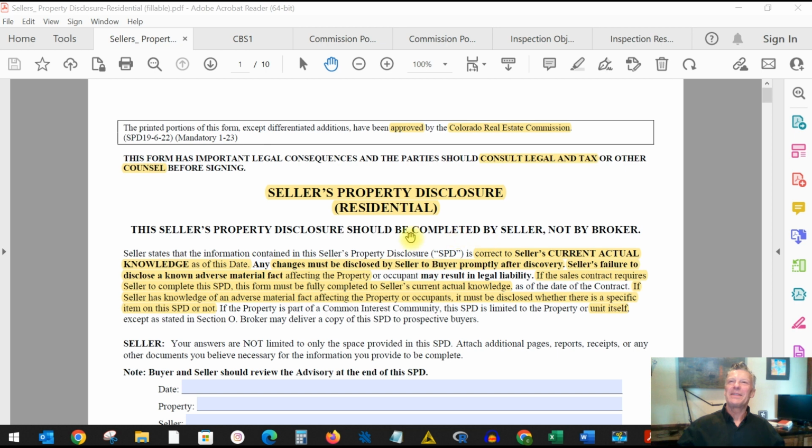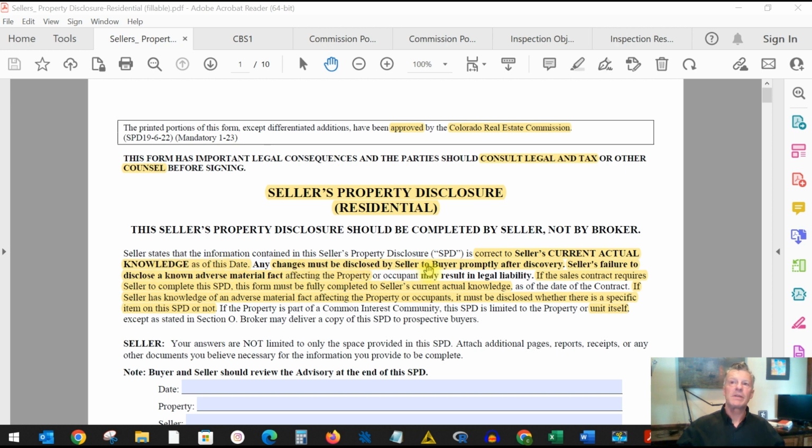Okay. The seller's property disclosure, let's just read right into it. Seller states that the information contained in this seller's property disclosure, SPD, is correct to seller's actual knowledge. And what that means is they are not going to go out and do an inspection. They are giving you what they know about the home based on having lived there. You're the one that's going to get the inspector, okay?